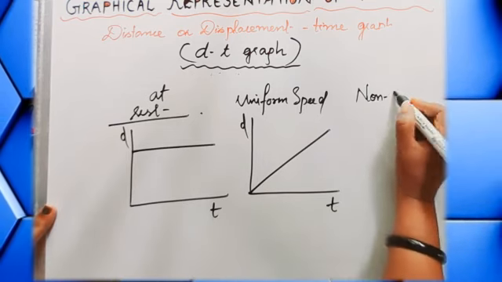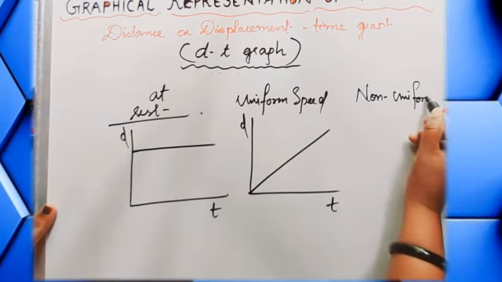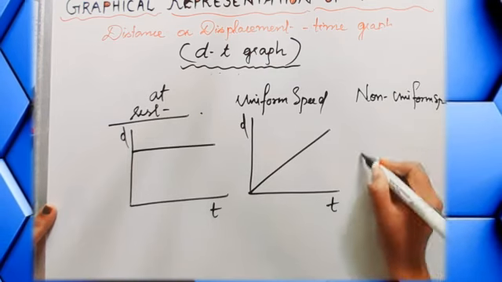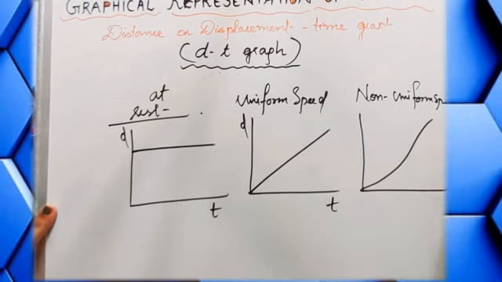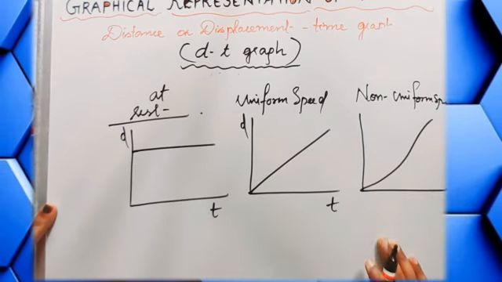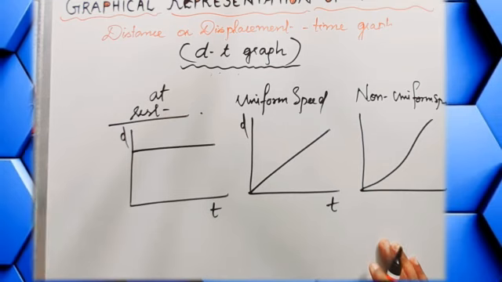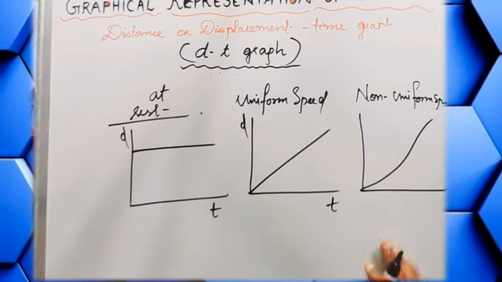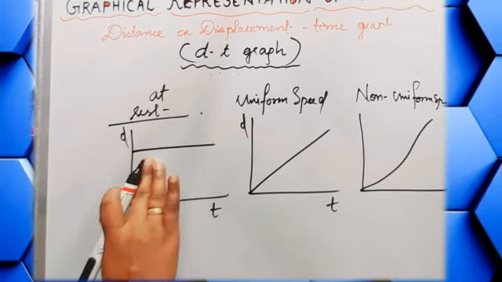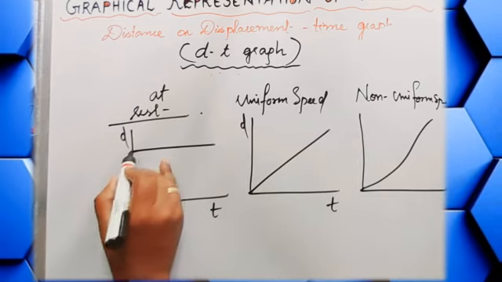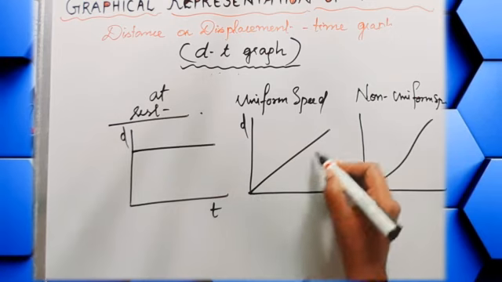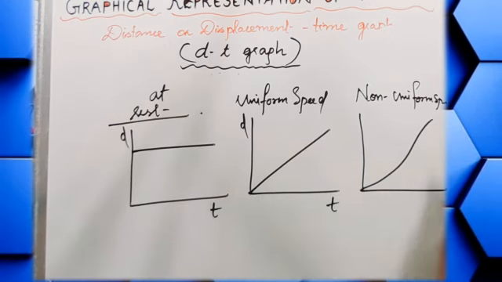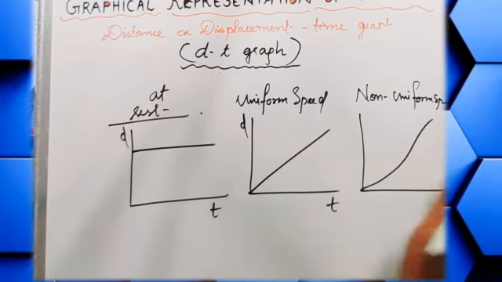Non-uniform speed. That time, which kind of graph did we get? Curved graph or not a straight line graph. These are the graphs. Here speed is 0. This is also speed, in slope. This is not a slope, not a straight line graph.